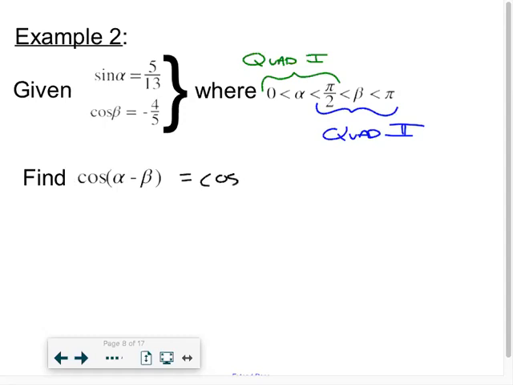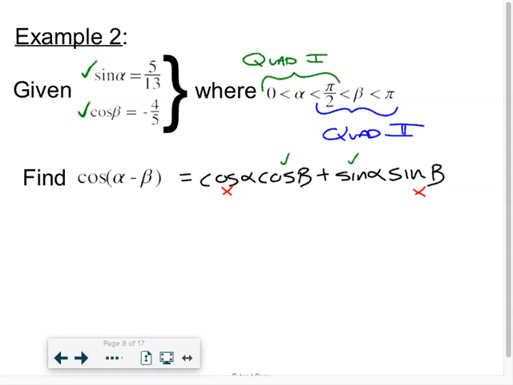It's going to be cosine alpha, cosine beta. The operation is going to change to a positive: sine alpha, sine beta. Let's look at what we have. Here I have sine alpha and cosine beta. I have these values. I do not have cosine alpha and I do not have sine beta, and I need to find them. We're going to use information right here to help us figure that out.